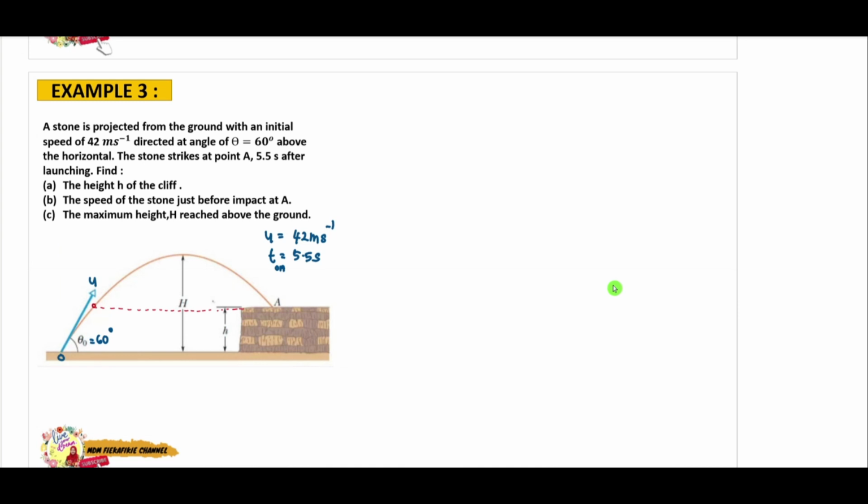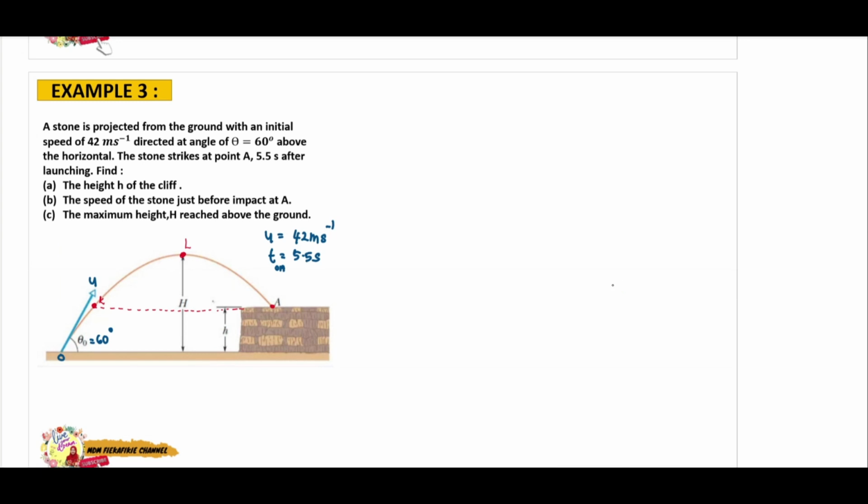I want to label this point. For example, I put this as point K and the maximum height here as L, and here should be A, which is already labelled. When I label it, it is easier to calculate the total displacement traveled by the stone. So we want to find the height of the cliff, and what I do is I write.